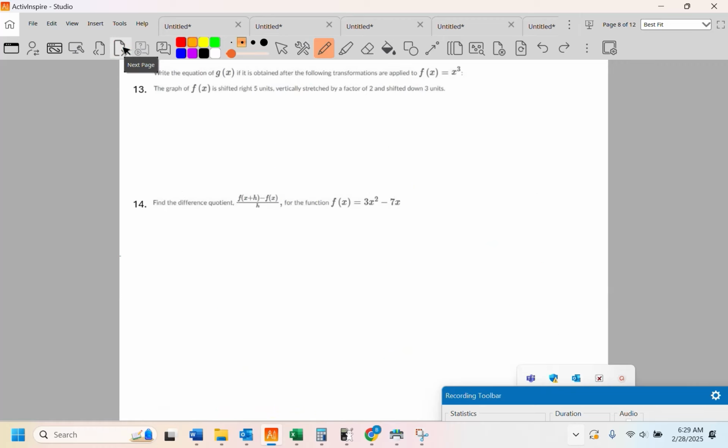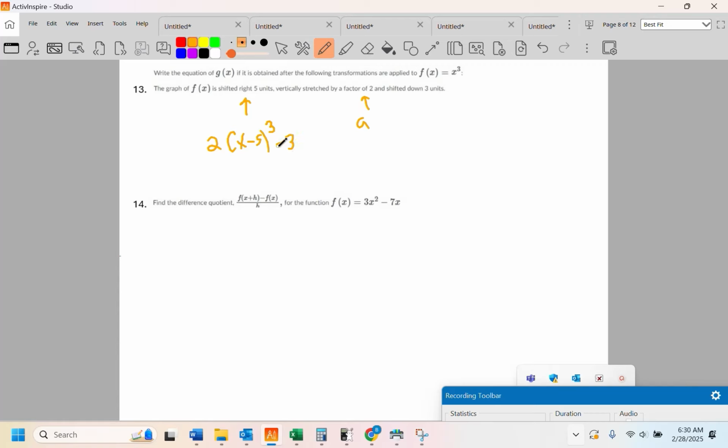All right. These are questions that I know fit your challenge exam super well. Write the equation of g of x, which is obtained after the following transformations are applied to f of x equals x cubed. The graph is shifted right 5, so right we're going to do opposite. Inside we're going to have x minus 5, and it is a cubic. Vertically stretched by a factor of 2. This is a, that goes out front, and then down 3.